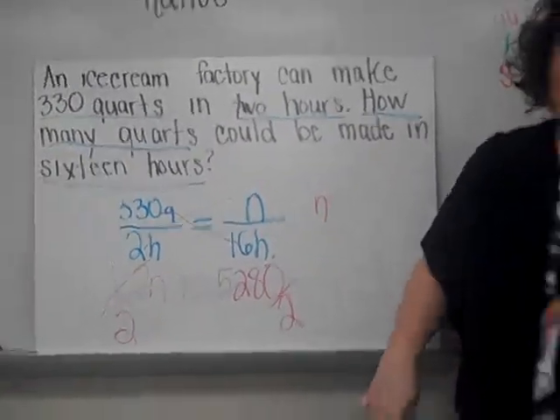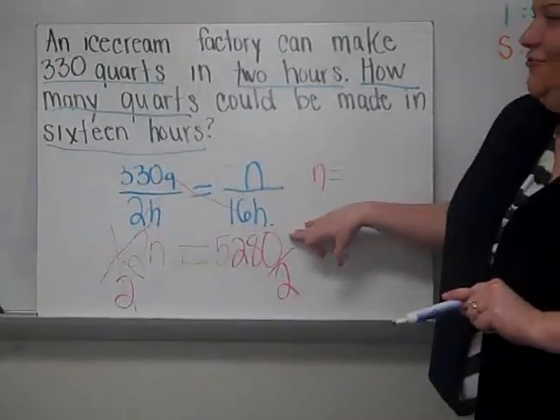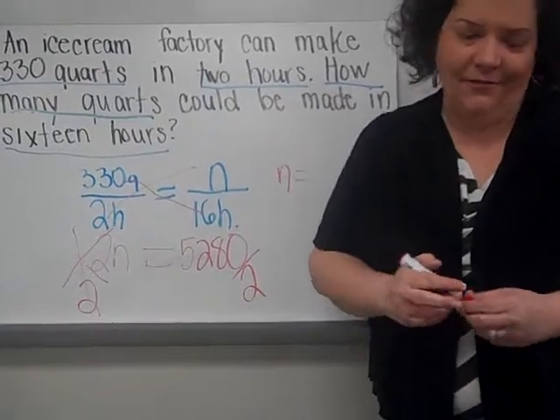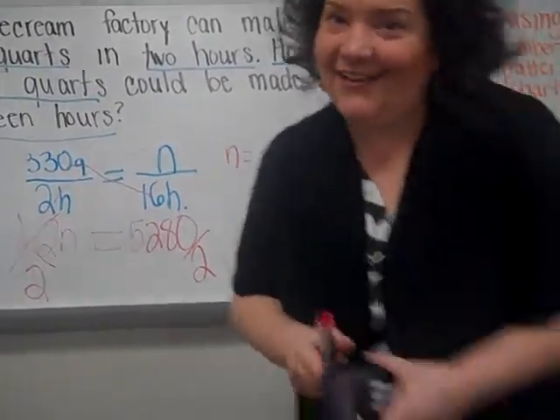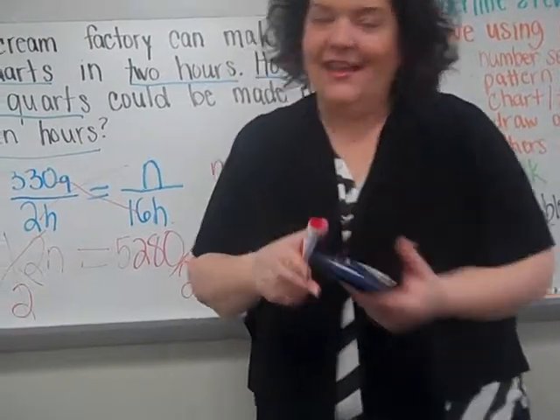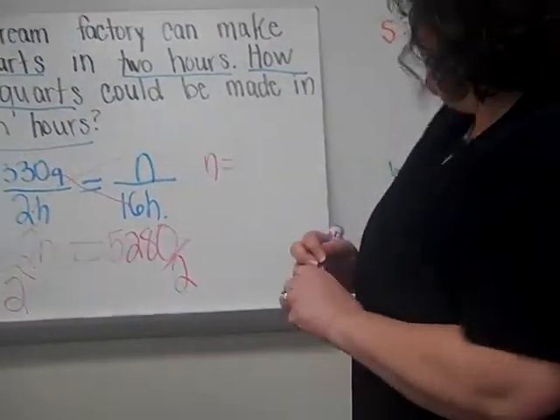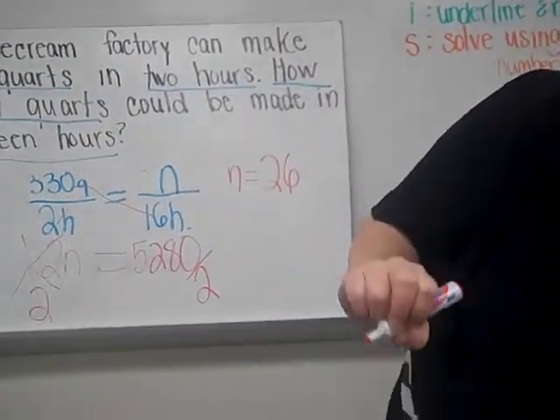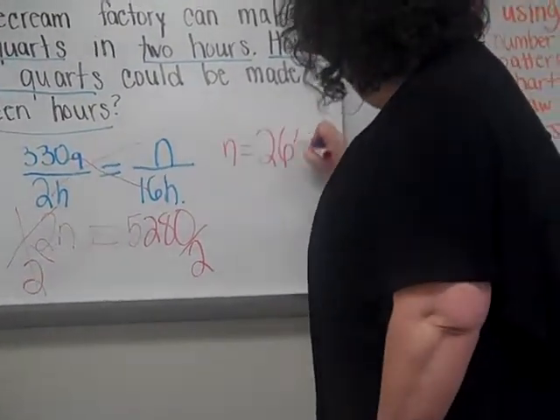Now we have to divide 5,280 by 2 to find what n would equal. Let's get our handy dandy calculator. And n equals 2,640.